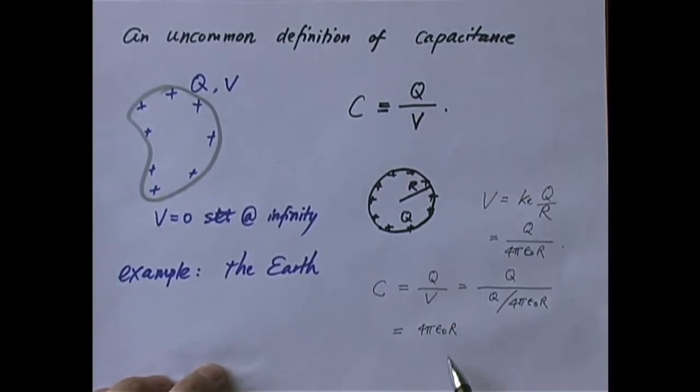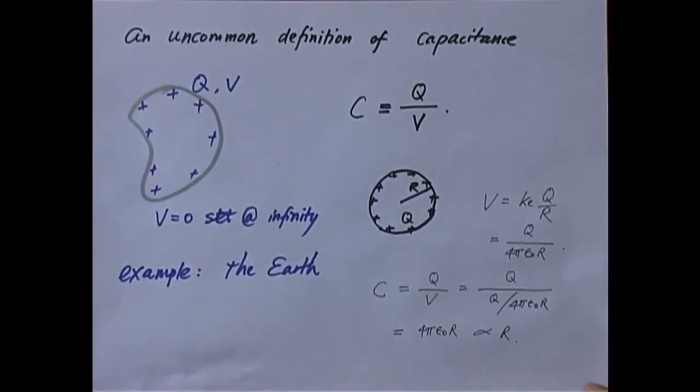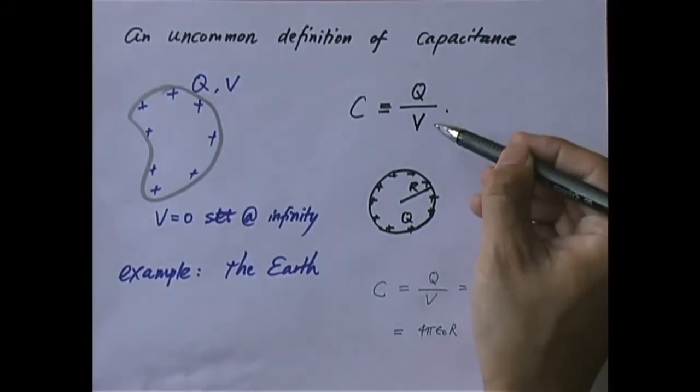Indeed, it has nothing to do with Q. The ratio is independent of Q. It does depend on the geometry, however. In our case, since it's a sphere, the only geometrical parameter is the radius, right here. So you see, it is proportional to the radius. The bigger the sphere, the greater its capacitance. Does that make sense? Well, think about it. It does, because it's Q over V, right?